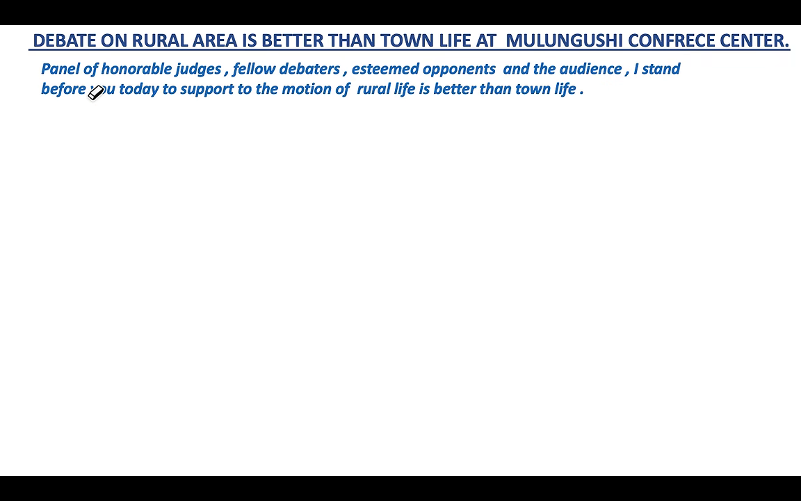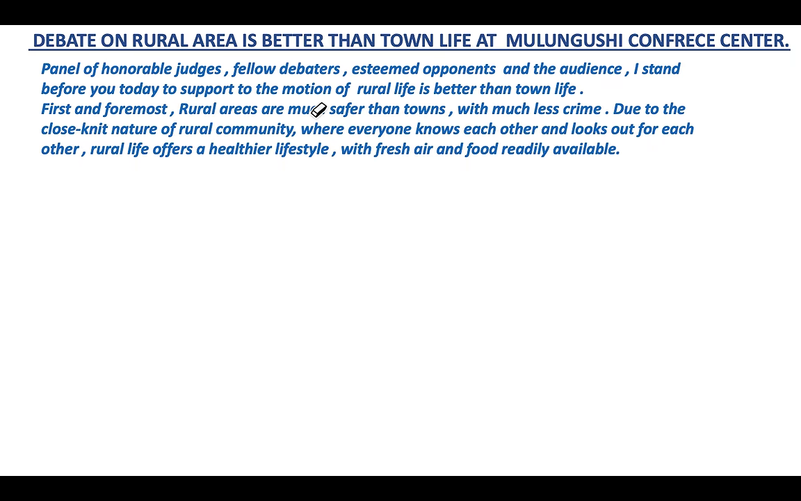You have to start with the guests or people who are present at your venue. So this is how you line up. You start with the highest rank: the panel of judges, and then you go on to fellow debaters, esteemed opponents, and the audience. I stand before you today to support the motion that rural life is better than town life. So this is how I'm opening up the speech.